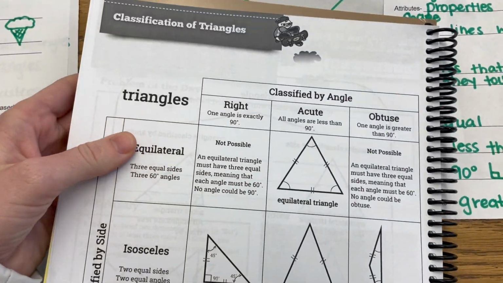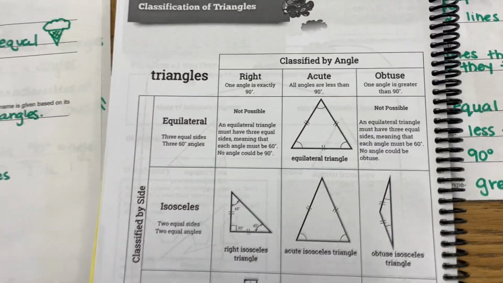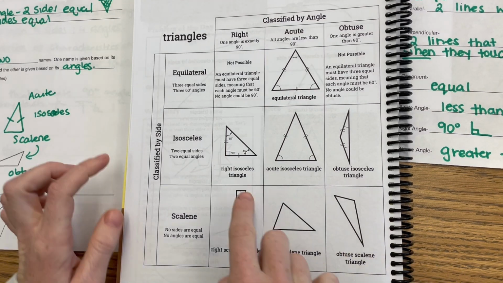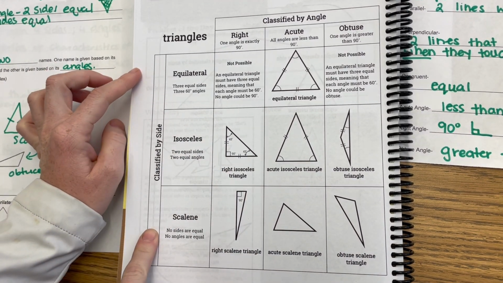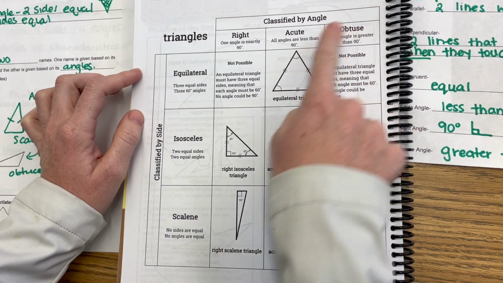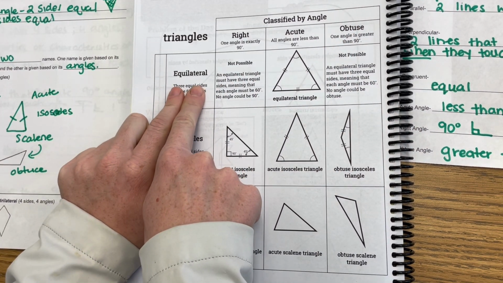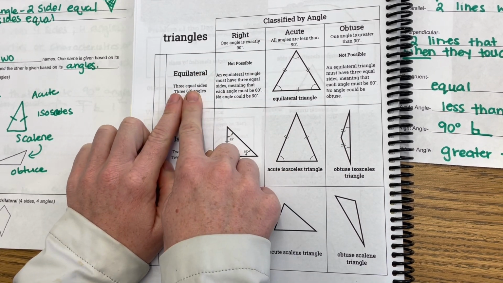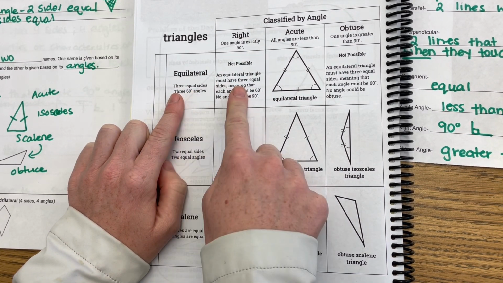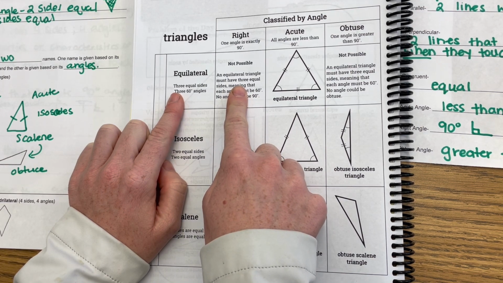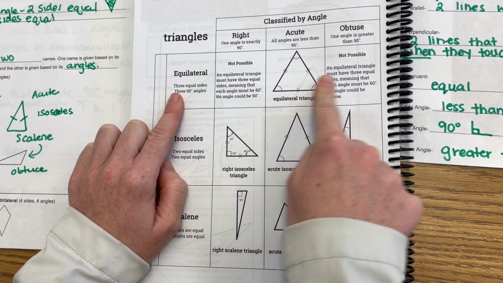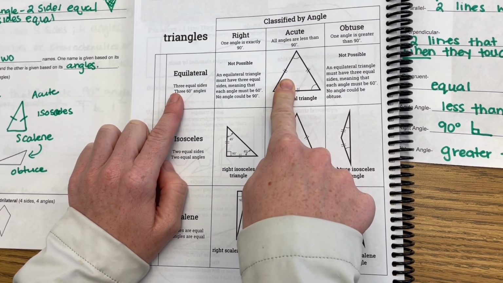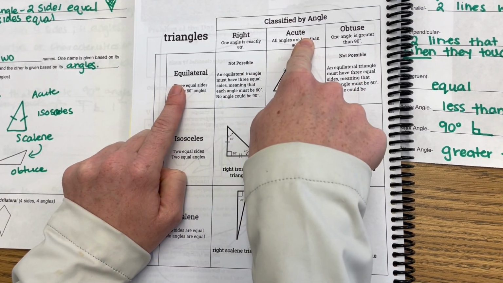On page 3 of your book, there is a chart. Let me zoom out just a little bit. Okay, so there's a chart, and this has classification by sides and classification by angles. So equilateral triangle, if we want to see what type of equilateral is based off the sides, if we want to see how it is by the angle, it's not possible to have a right angle. It's possible to have it acute, and it's not possible to be obtuse. So if we're having an equilateral triangle, it's equilateral and it's acute.